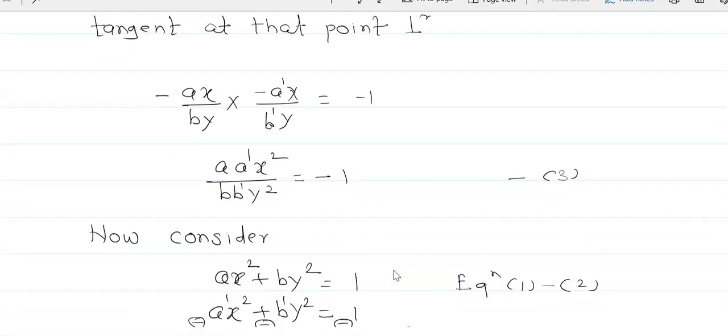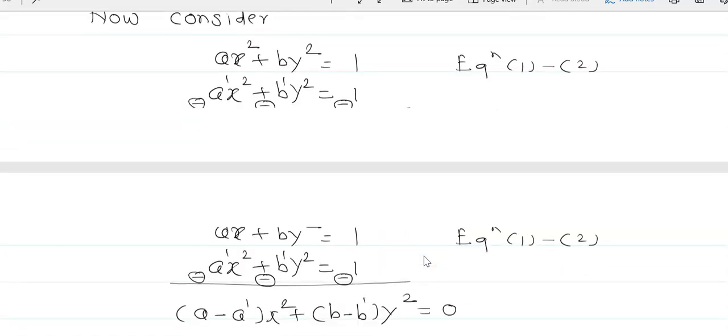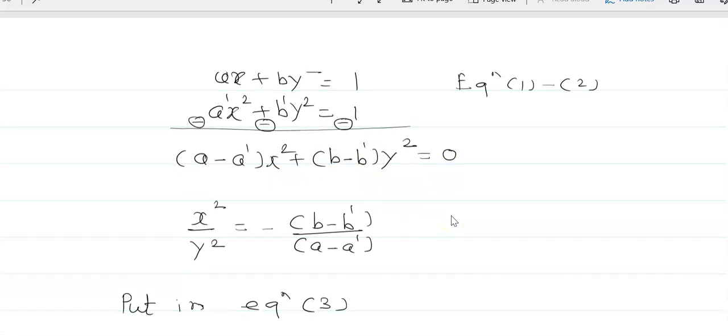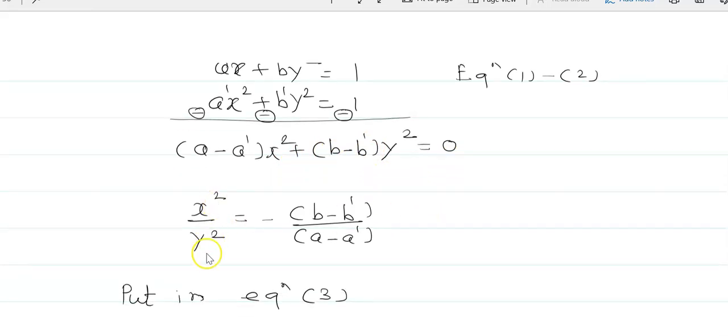Now we'll consider these two equations, ax² + by² = 1 and a'x² + b'y² = 1. Equation 1 minus equation 2, then we will have (a − a')x² + (b − b')y² = 0. Therefore, if we simplify this, x²/y² = −(b − b')/(a − a').